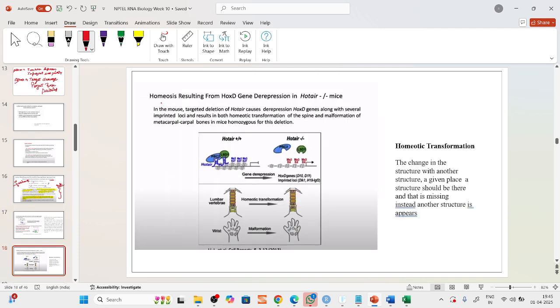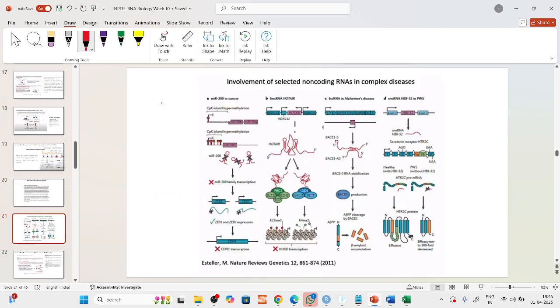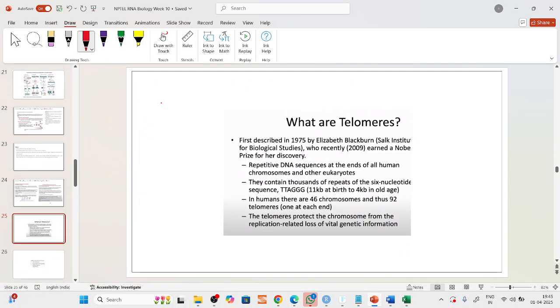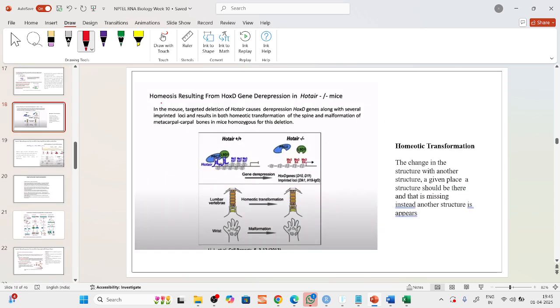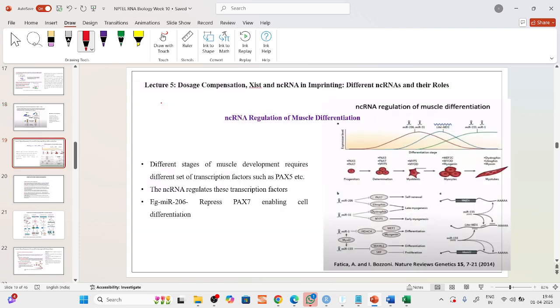Then homeotic transformations. What is the meaning of homeotic transformation? Can anybody tell me? Homeotic transformation means the replacement of one structure with another structure. At a given place, a structure should be there, but that is missing. Suppose this is a wrist and some kind of malformation has occurred, so the wrist is not properly formed. A malformed body, head not properly developed, tail not properly developed, fingers not properly developed. So a malformed body, that is your homeotic transformation because of the Hox genes.